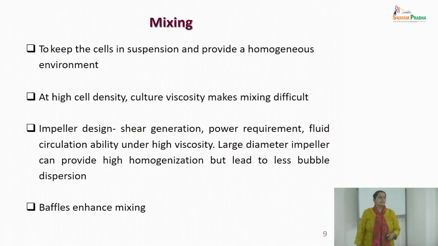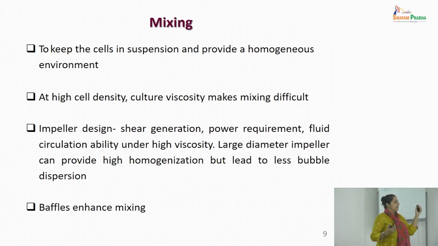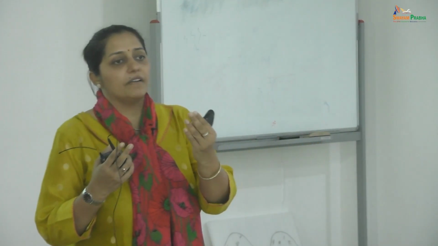Baffles are indeed components which are steel components, SS, and they protrude out from the walls. So what happens during the circulation, when the liquid hits the baffles, there will be small eddies formed. And these eddies will not allow the biomass to settle on the walls.